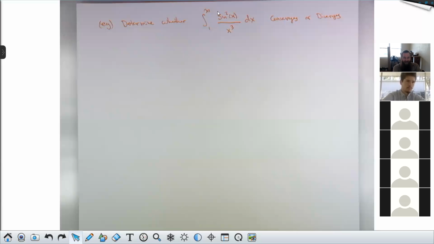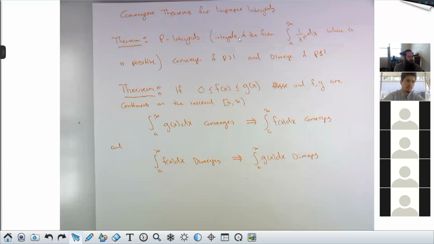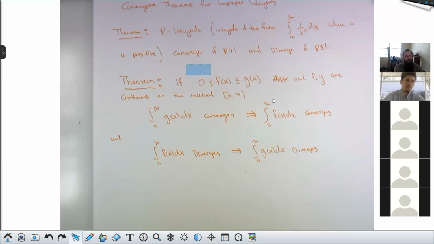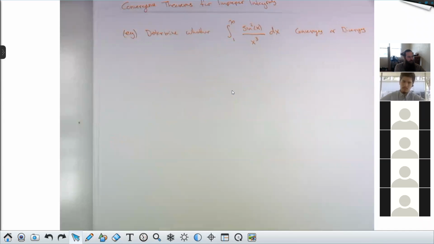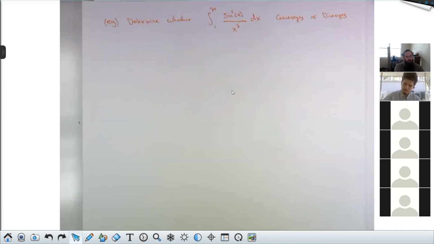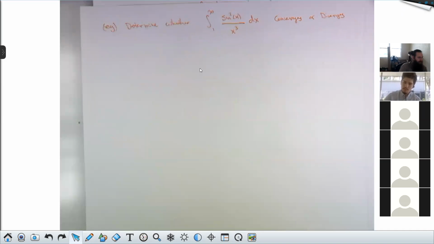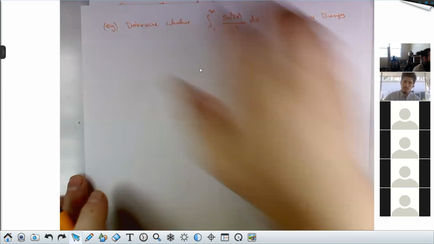The comparison theorem is kind of like the squeeze theorem. You need to build up an inequality, right? Remember what the comparison theorem says. It starts out by saying if f and g are positive functions and f is smaller than g, then blah, blah, blah. So the function you're given here in this case is sine squared of x over x cubed. It's very hard to work with directly. So my solution here would look like this.